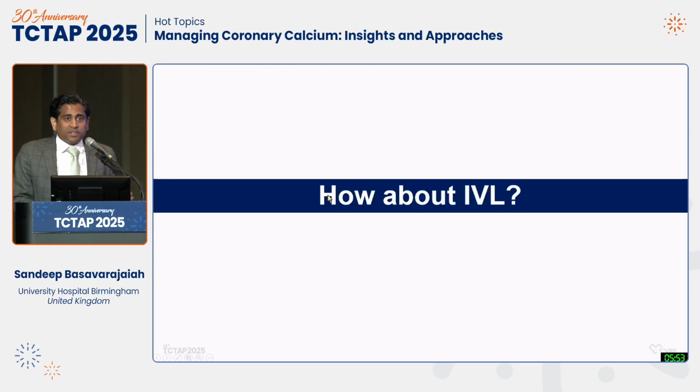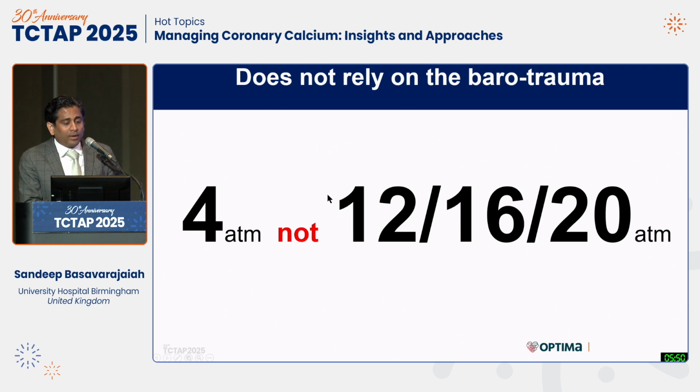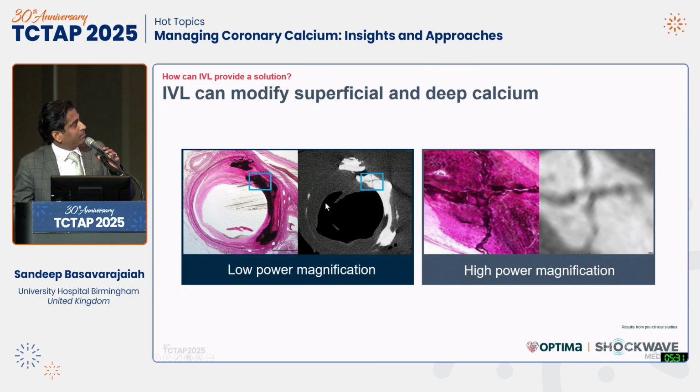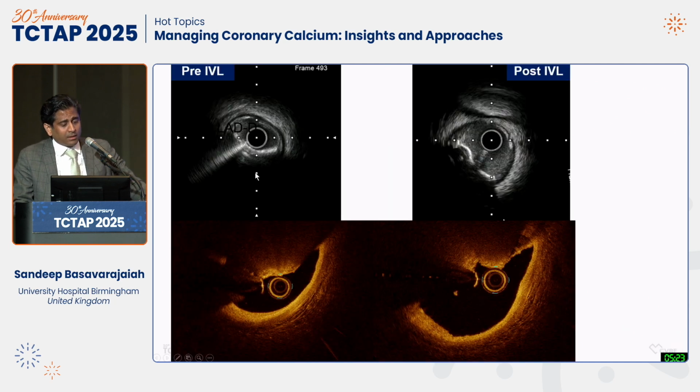So for me, IVL is one of the safest technologies because it does not purely rely on barotrauma, because you're inflating the balloon to just 4 atmospheres, unlike the other balloons which sometimes go up to 20 or even beyond 20 atmospheres. And because it also relies on shear stress and tensile stress, you get multiple fractures, not only in the superficial, but also in the deep calcium. And you can see in this slide deep calcium within the vessel. And this is one of our cases. I've shown you both the IVUS and the OCT. So this is pre-IVL, and this is post-IVL. Not only do you see the fracture, but you get a better lumen gain.